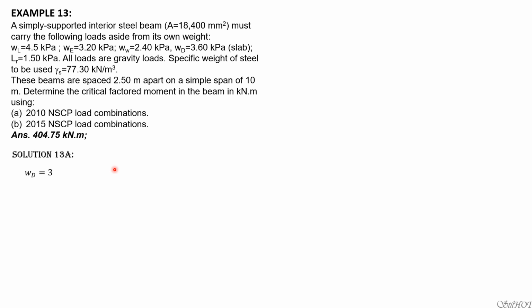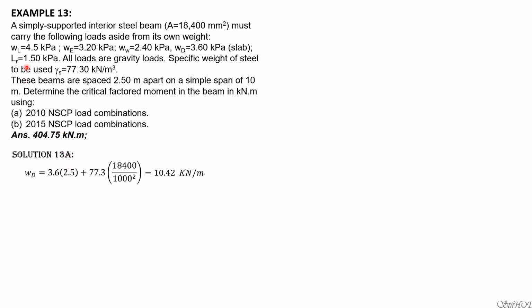So for 2010 NSCP, we have to solve for dead load first. So we have dead load 3.6 kilopascals times the spacing 2.5, so this is now in kilonewton per meter, plus the weight of the beam itself. Specific weight 77.3 times cross-sectional area in meters squared. So that's why we have to divide by 1000 squared. W dead load is 10.42 kilonewton per meter.